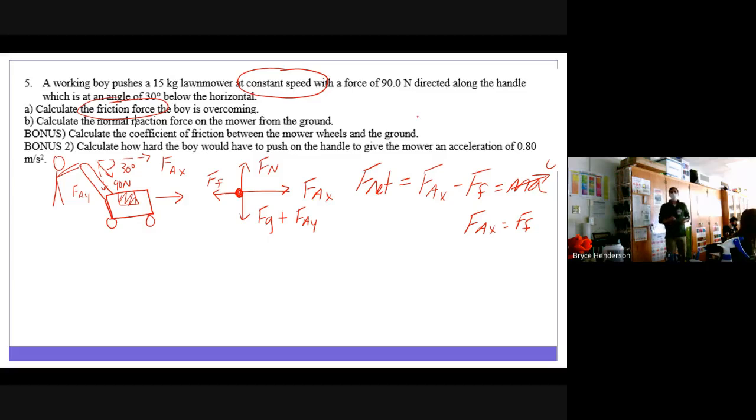SOHCAHTOA time. So which one? I thought it was on. What's the SOHCAHTOA time song? Hold on, so it's the triangle, and so here's the angle, here's my force, and we want to go this way. Here's our triangle that she just drew with her arms in the air.